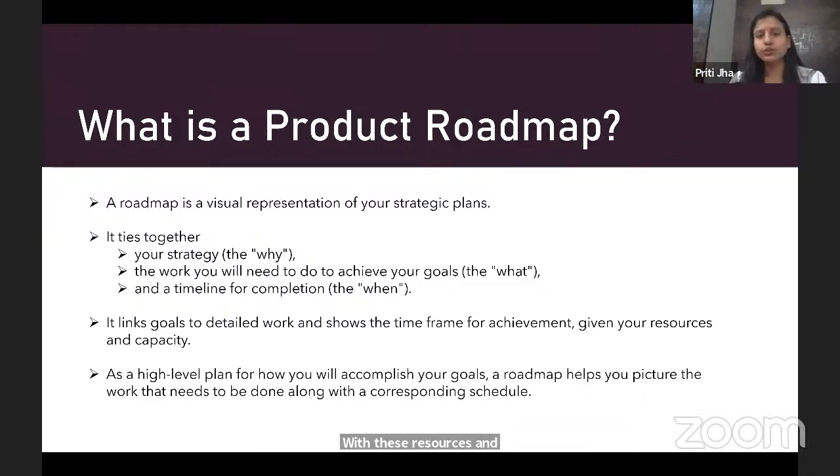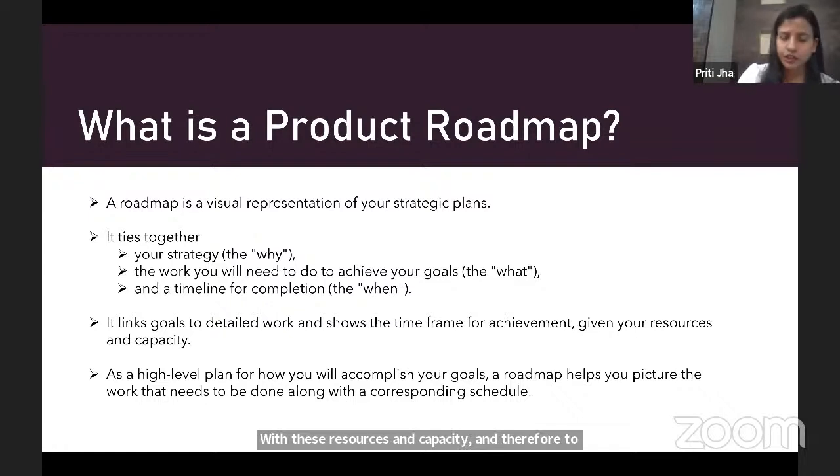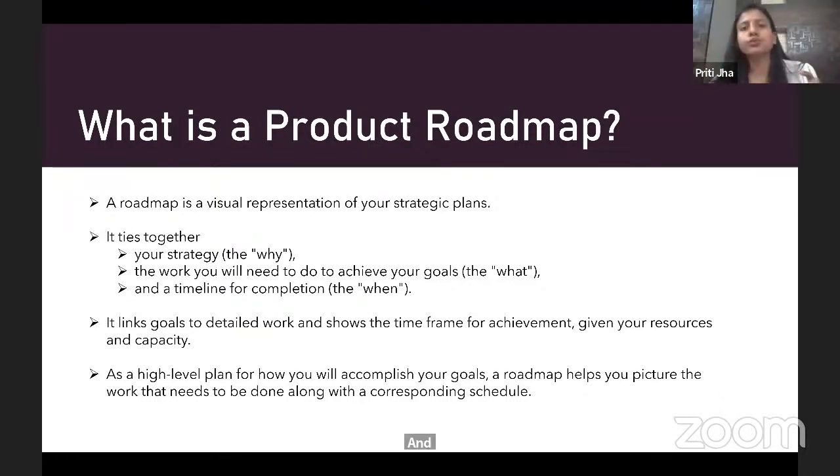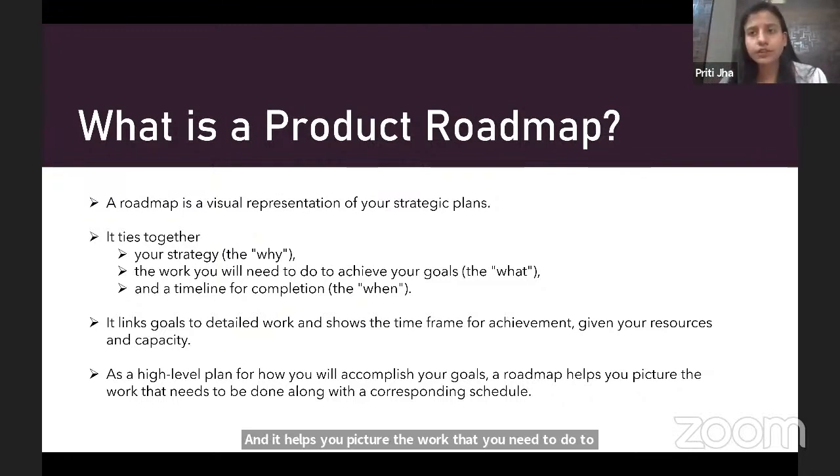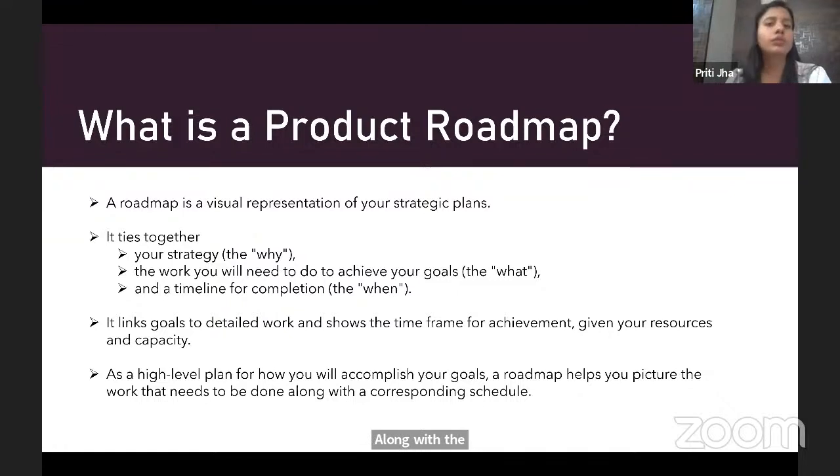And therefore, to summarize, a roadmap is essentially a high-level plan which shows you how you'll accomplish your goals, and it helps you picture the work that you need to do to achieve your goals, along with the schedule in which you're going to do all that work. So I believe that makes clear what essentially a product roadmap is.